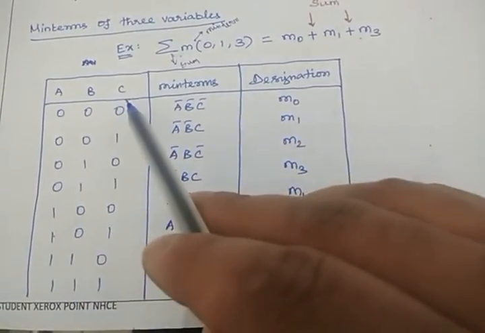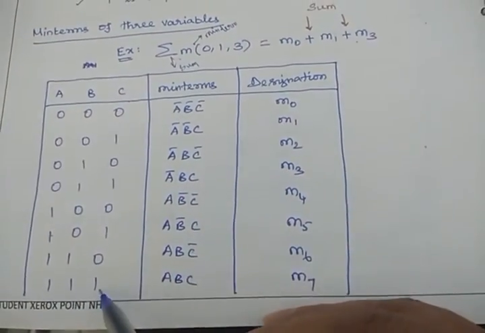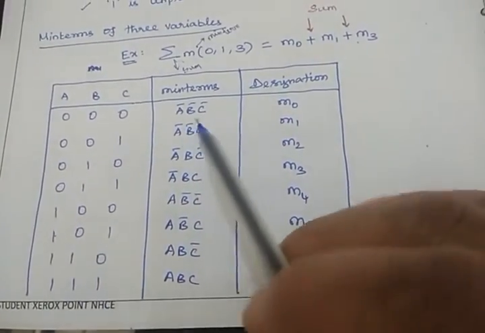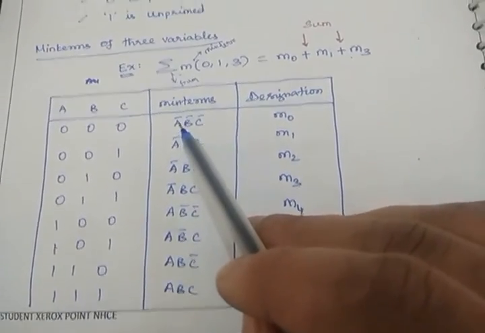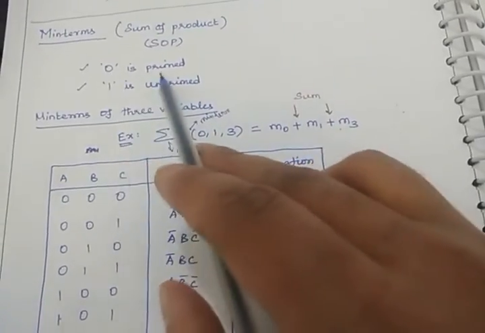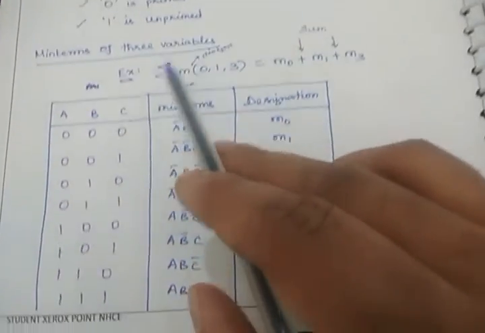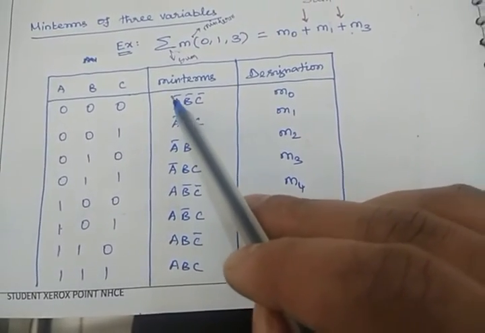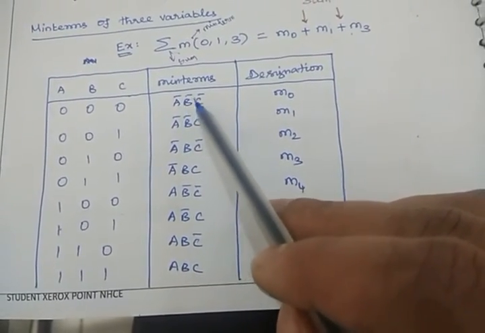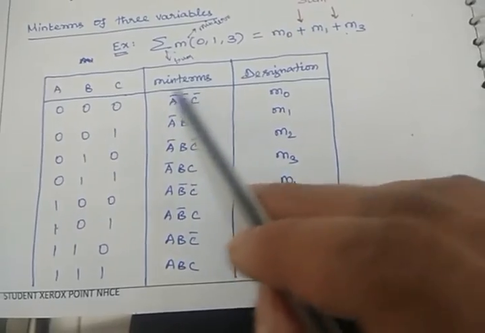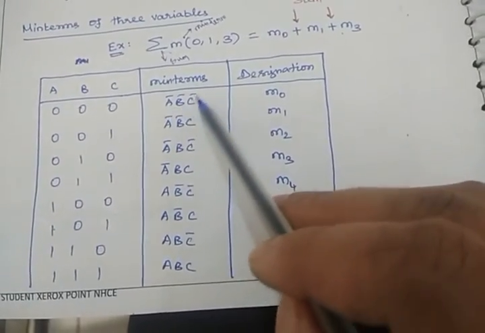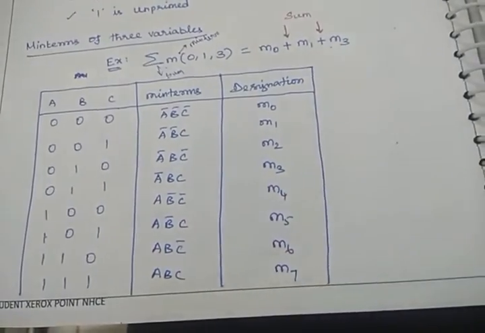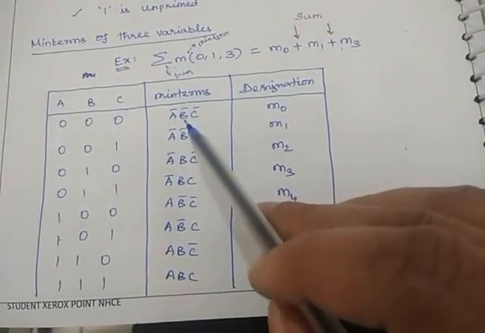Suppose here I have taken 3 variables. 3 variables means totally 8 combinations will come, starting from 0, 0, 0 to 1, 1, 1. Already I told you, 0 means primed, 1 means unprimed. So here 0 is there, you put primed. Primed means bar. A bar, B bar, C bar. And all the variables should be in multiplication. Right? Min terms means it will be in multiplication. Max terms means it will be in addition.